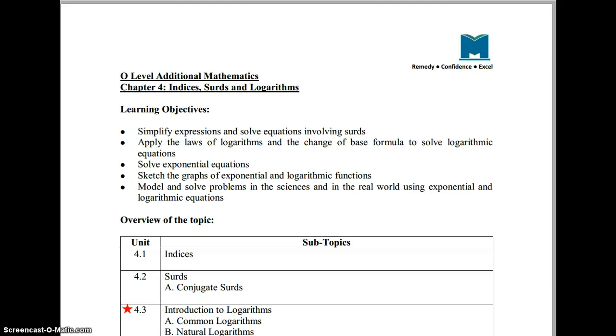Okay, today we are going to cover the chapter on indices, surds and logarithms. So before we start, let us make clear what our learning objectives for today are.